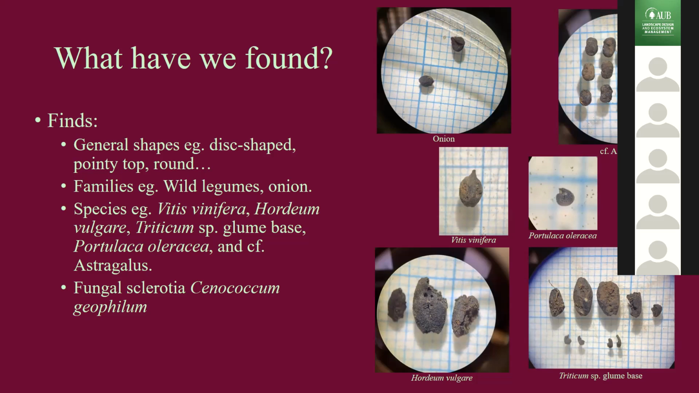There are multiple shapes identified, such as disc, round, bean, and so on. Some families were identified, such as seeds from the onion family from a medieval sample, and generally wild legumes and the rest. Some identifiable species found were grape, barley, wheat, purslane, and astragalus from the Bronze Age samples. Finally, fungal sclerotia was found in all samples, which might be the result of the forest environment.